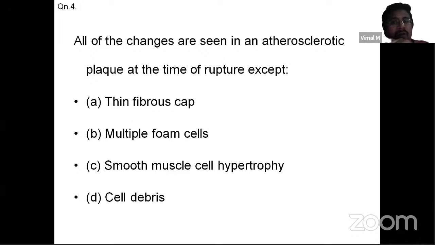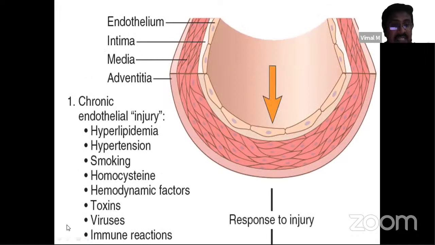To answer this question, we have to understand the pathogenesis of atherosclerotic plaque formation. We have seen so many risk factors. There is endothelial injury, which can be caused by hyperlipidemia, smoking, homocysteine. There can be viruses or biological agents. All these things will cause damage to the intact endothelium.